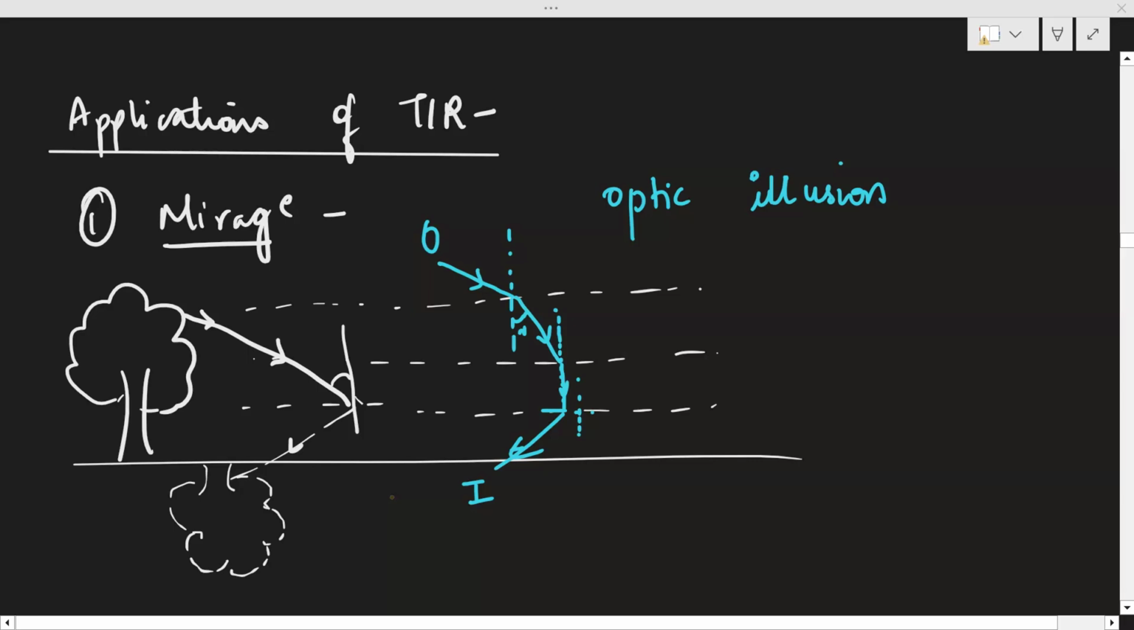Ma'am, is the speed of light in glass independent of the color of light? No, this depends. Only frequency is independent. Oh, okay.